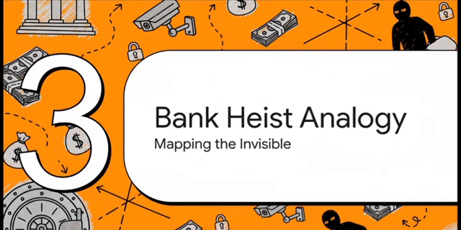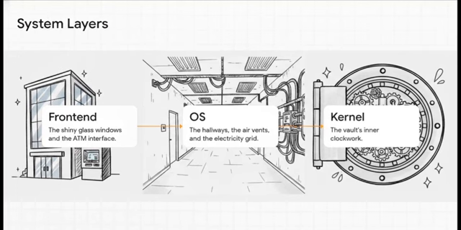Now to really get these concepts to stick, we need a good mental model. So let's imagine for a second that we're planning a heist on a maximum security bank. This is going to help us map out all the different layers of a computer system. So let's look at the layers. You see those shiny glass windows and the ATM out front? That's the front end. That's the website you interact with. Now what about the hallways, the air vents, the electrical grid that's all hidden from the public? That's the operating system, like your Linux or Windows. And the vault's inner clockwork, the core mechanism of the lock itself, well, that's the kernel. That's the very heart of the system.